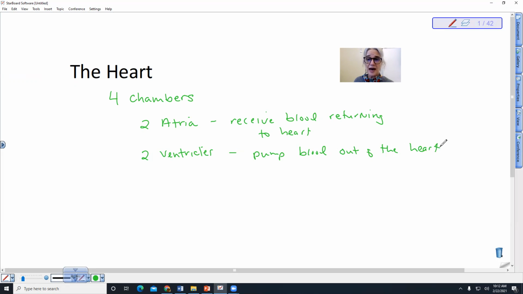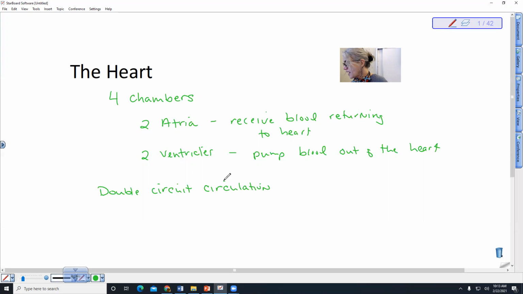The reason why we have to have two pumps, essentially, and two receiving is that we have what is referred to as a double circuit circulation. Fish, for example, just have a single circuit circulation, and they have one atria and one ventricle, and blood is just simply pumped into the atria and then out, and then it goes to the lung or to their gills and then out to their body and back. But we have a double circuit circulation. So what that means is that we have to have two atria and two ventricles.